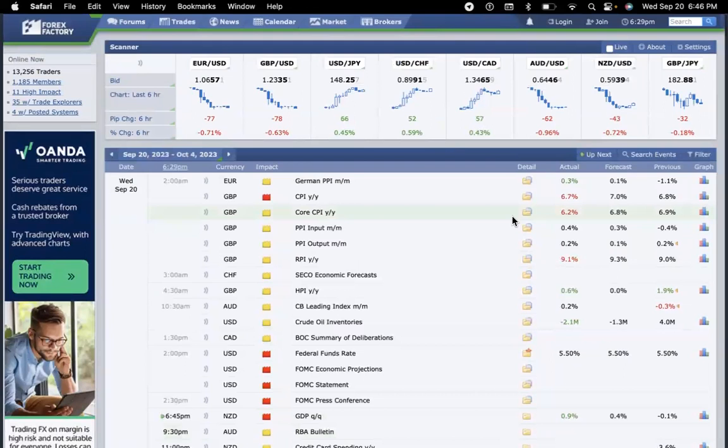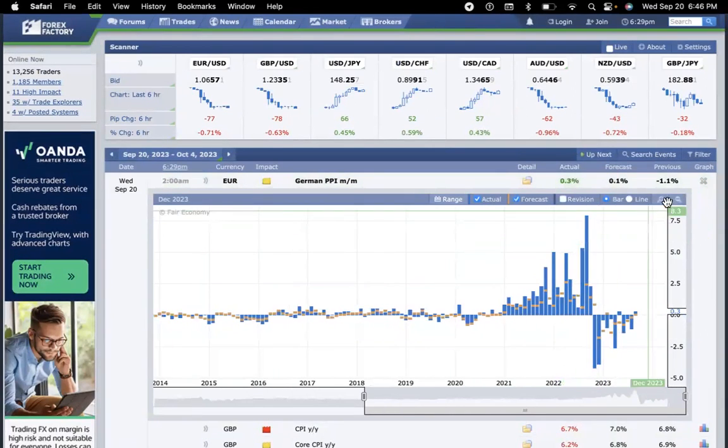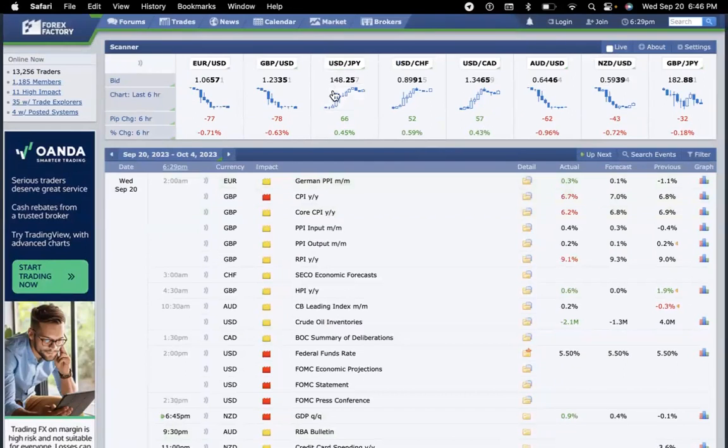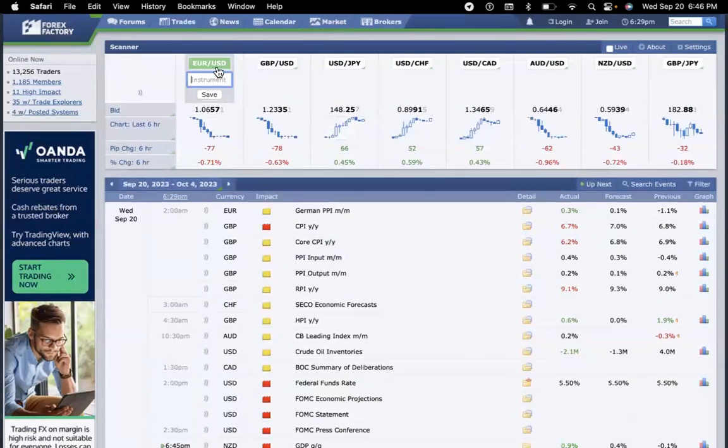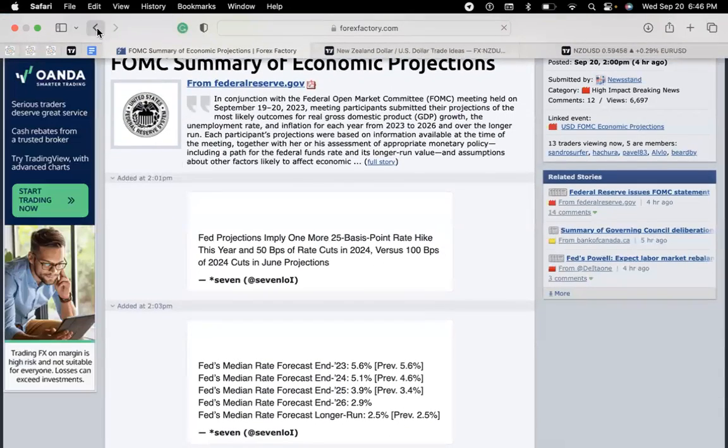But that's not actually all that you can do here. Something else that you can do on forexfactory.com is you can actually look at your charts. So if we were going to be looking at, for example, say Euro USD is a pair that you like to trade, where you see your scanner at the top of your chart, you can actually click on, oh, sorry guys.